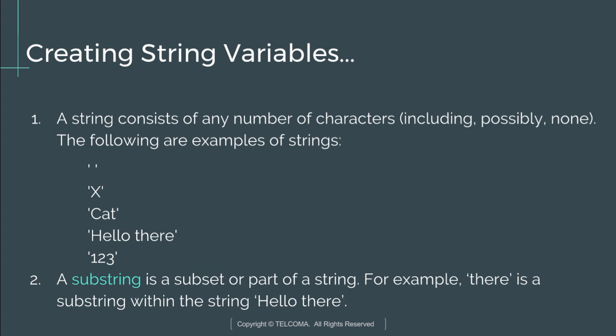Now, how to create string variables? A string consists of any number of characters, including possibly none. The following are examples of strings. So you can write all these examples in the command window and press enter. This will give you the resultant string. A substring is a subset or part of a string. For example, there is a substring within the string hello there.